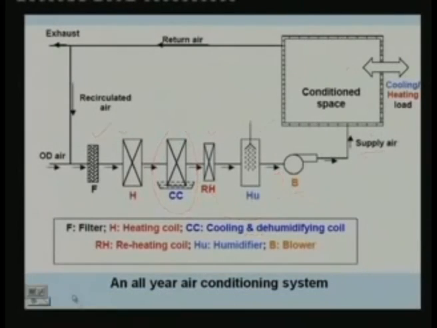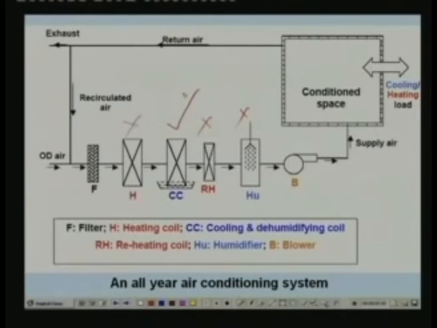Whereas during summer we require cold and dry air. So, during summer what you can do is switch off this, switch off this, switch off this, and run only the cooling and dehumidification coil, so that you can get cold and dry air at the inlet to the conditioned space. Of course, the blower is always required because you have to maintain the air circulation either in winter or in summer. So, this is always on, right. Depending upon the season, some of the components will be on, some will be off, right.